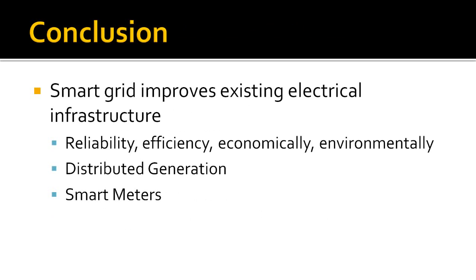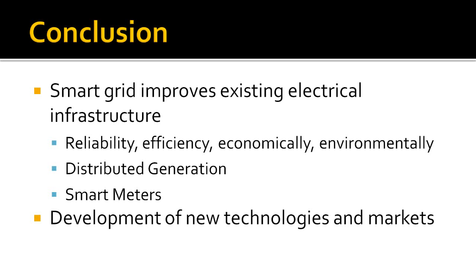Smart grid is an opportunity to improve and upgrade existing distribution systems with modern technology. It will improve the reliability, efficiency, and economy of the power system, as well as address the environmental issues that we face today. Distributed generation will allow the use of alternative generation such as solar and wind to be utilized in residential and industrial applications. With the implementation of smart metering, time of use pricing will also help reduce peak demand. Investment into smart grid will also develop new technologies and markets in the near future.